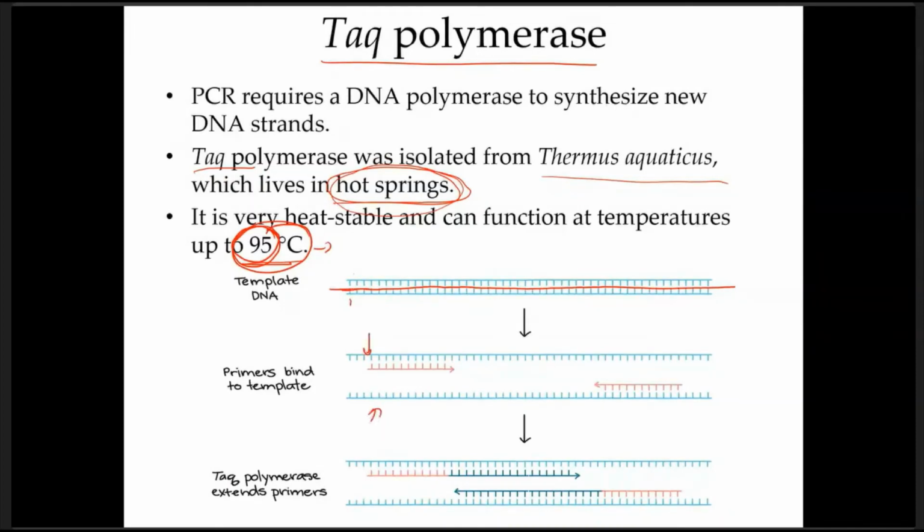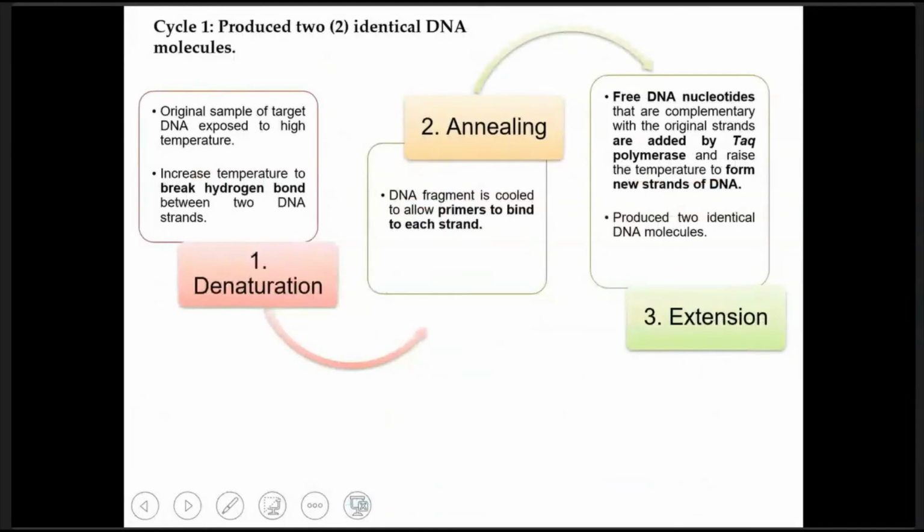All right. So that's why you need an enzyme that can withstand the high temperature, which is Taq polymerase. And then for PCR, there are several cycles it must undergo. So it says here cycle 1, so produce 2 identical DNA molecules. For cycle 1, it involves 3 steps, 3 repeating steps: denaturation, annealing, and also extension.